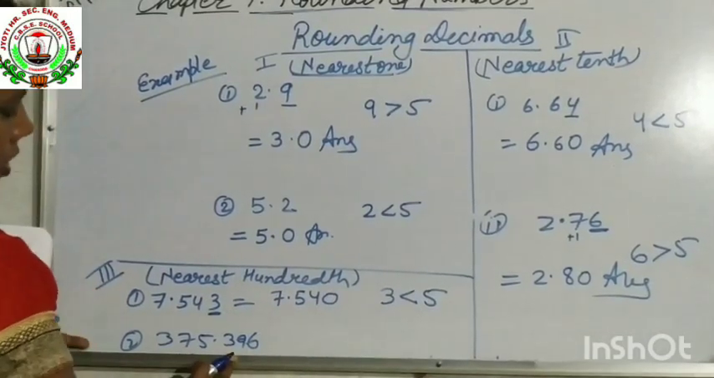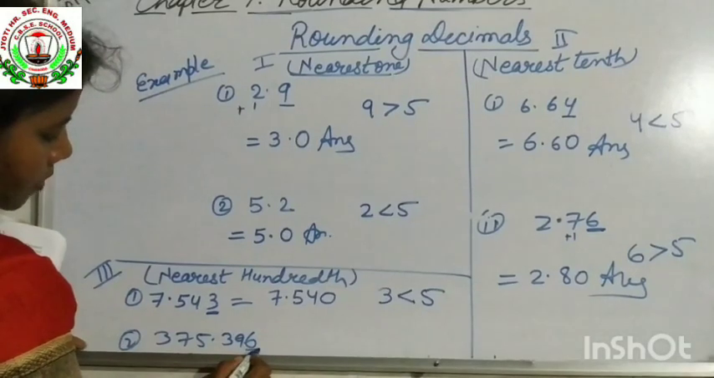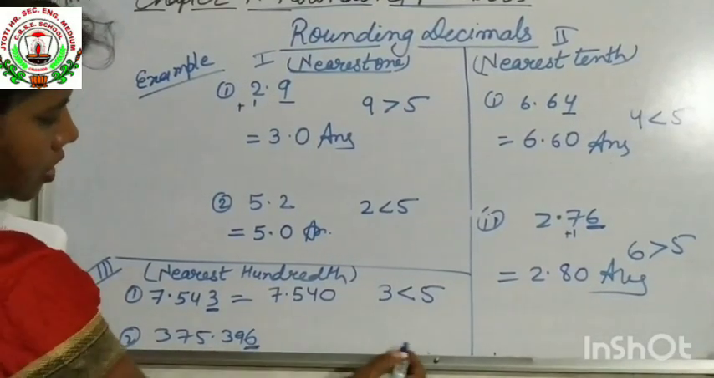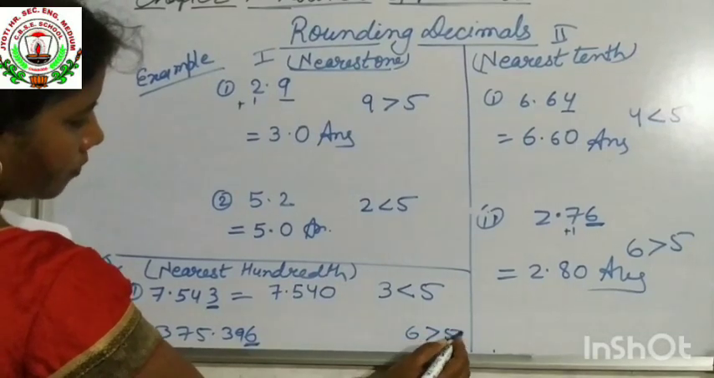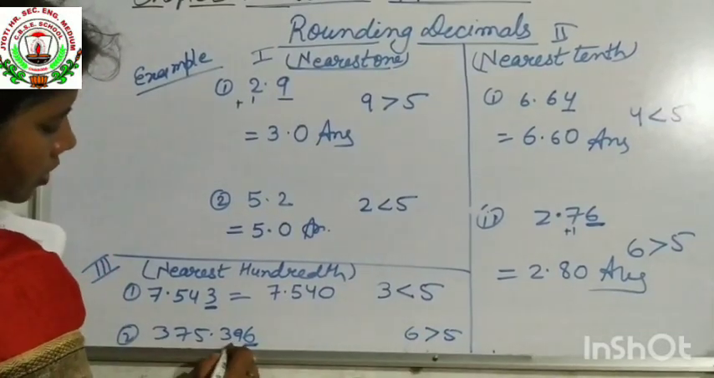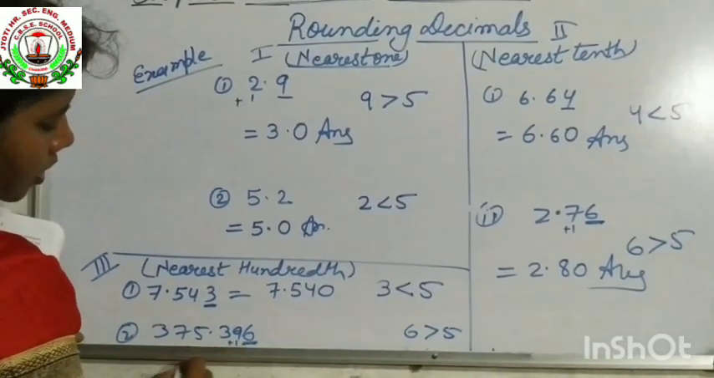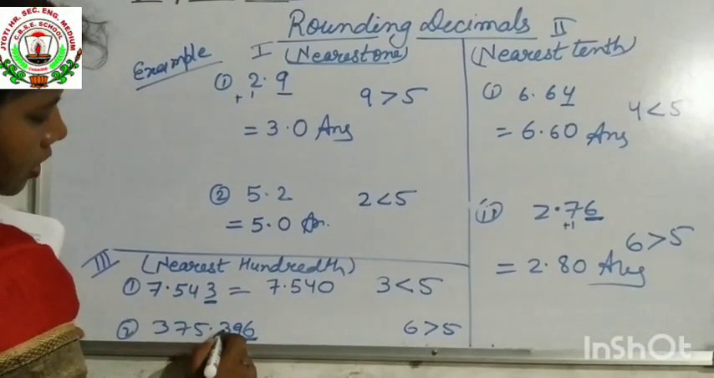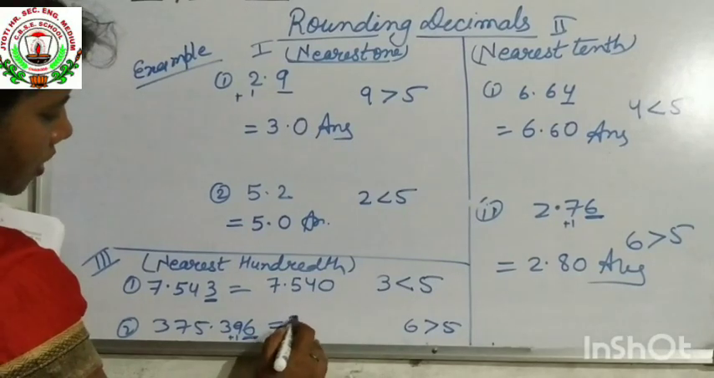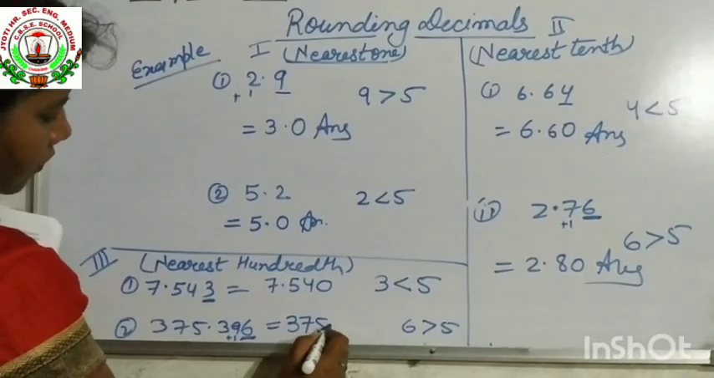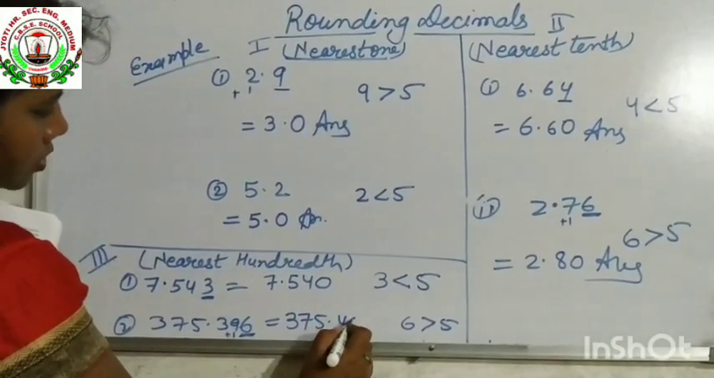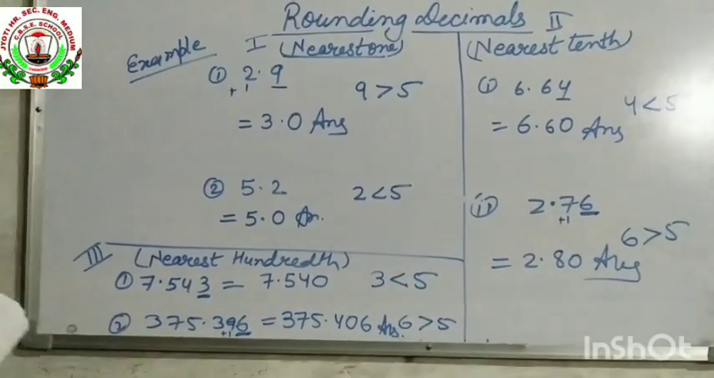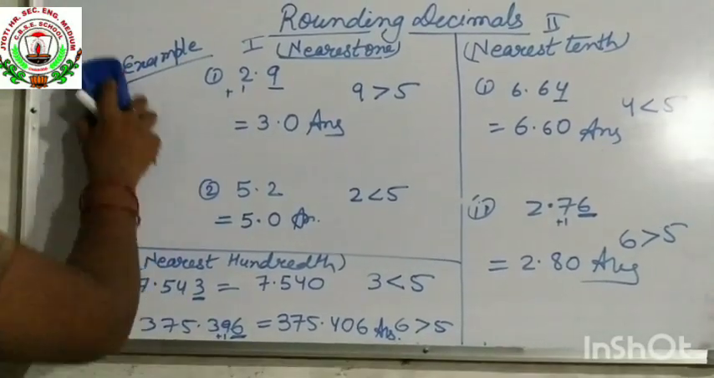In this question again we will see the thousandths place number, because we have to round up this 9. It is 6. 6 is greater than 5. So if it is greater than 5, we will add 1 to the digit on this side. When we add 1, 9 plus 1 is 10, and then the 3 becomes 4. So the answer is 375.406. This is the answer. Understood?